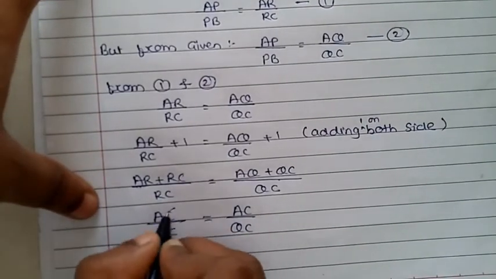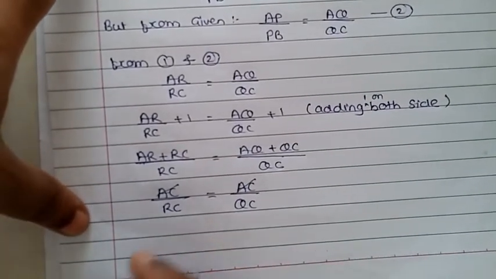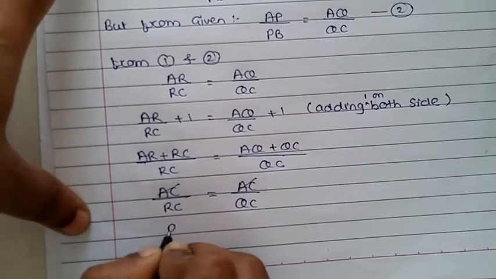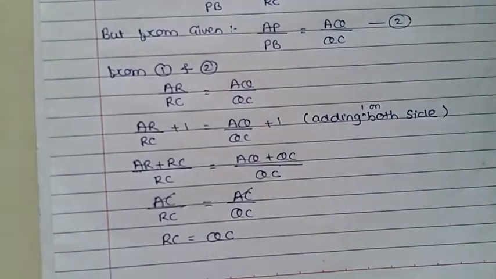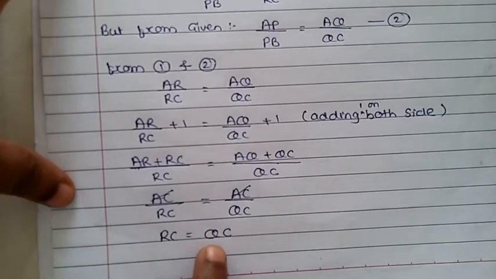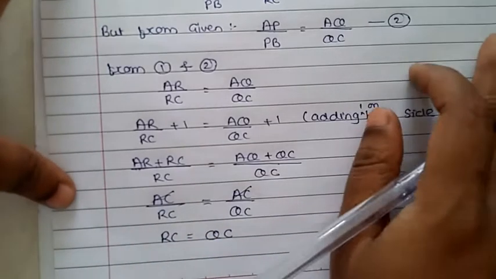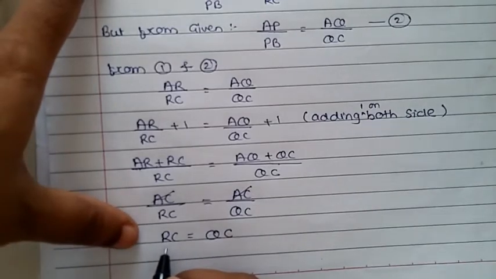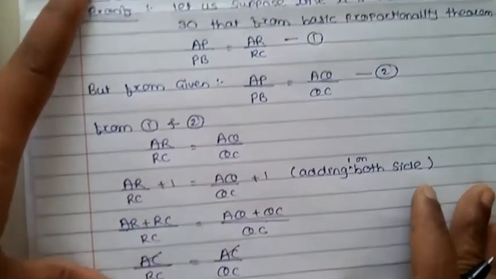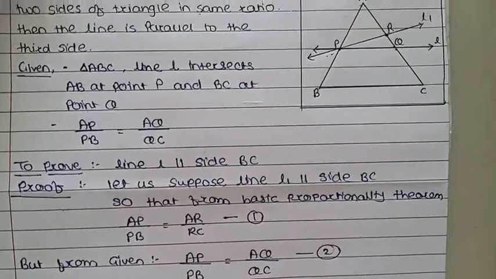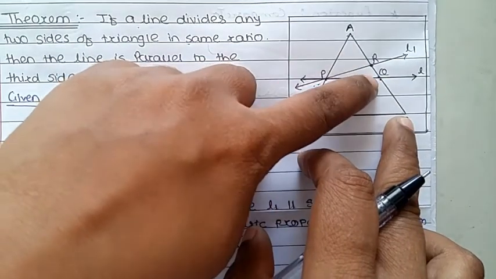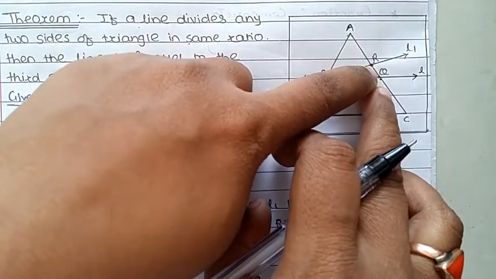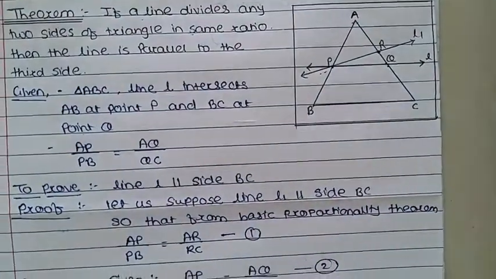So this AC and this AC get cancelled. Then what is your result? That is RC is equal to QC. Clear? That means we can say that R is equal to Q. Why? Because RC is equal to QC, that means this RC is always equal to QC. That means we can say that this point R is equal to point Q. Clear?